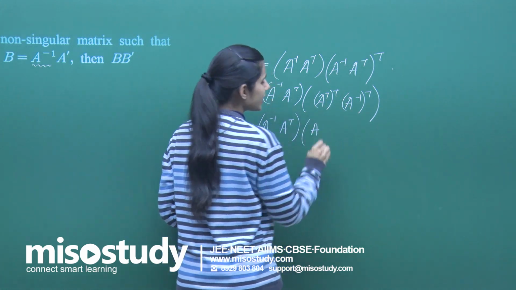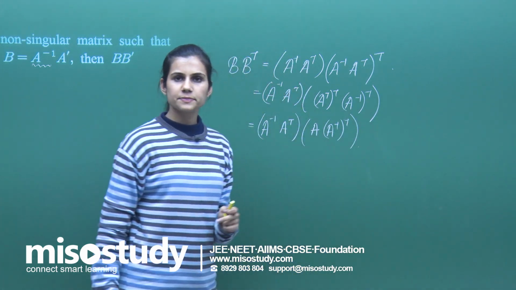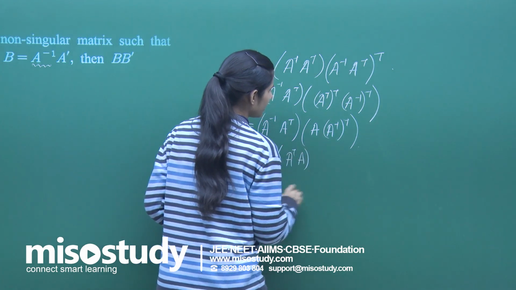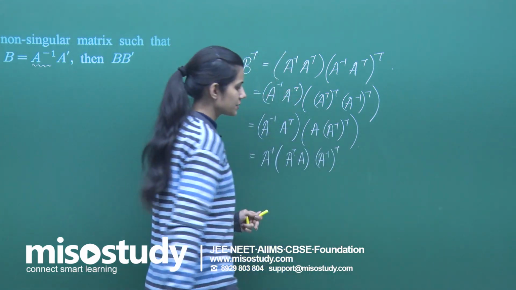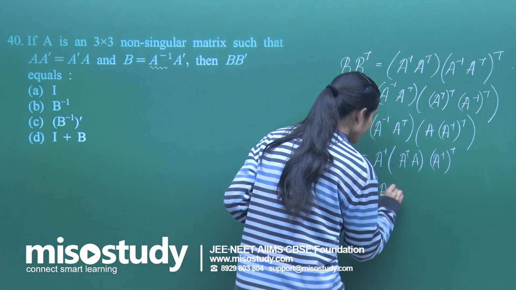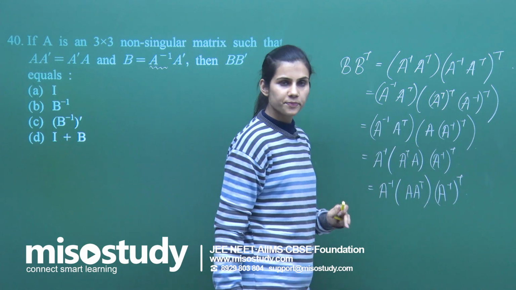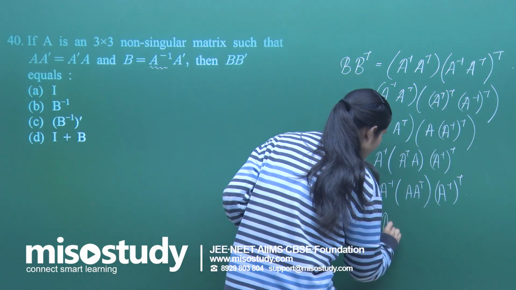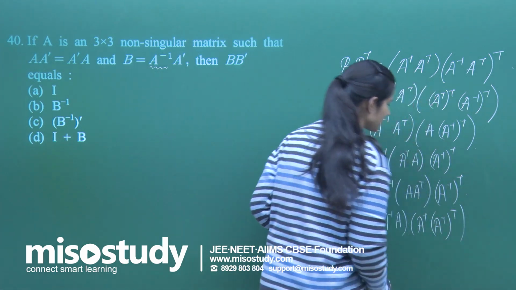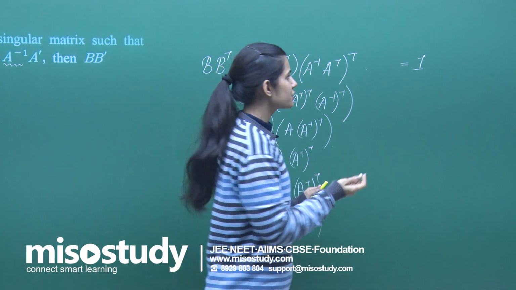So this becomes A inverse A transpose. A transpose transpose is A, you know that, and this is A inverse transpose. Now I can write this as A transpose A inverse transpose. What is A transpose A? It is given that A transpose A is A A transpose. So this will be A inverse A A transpose A inverse transpose. A A transpose is here. Now I can do what? A inverse A and A transpose A inverse transpose. What is A inverse A? A inverse A is the identity matrix, right? Identity matrix of order 3 cross 3.